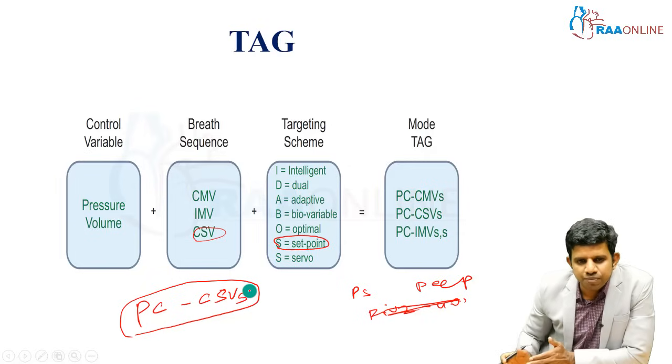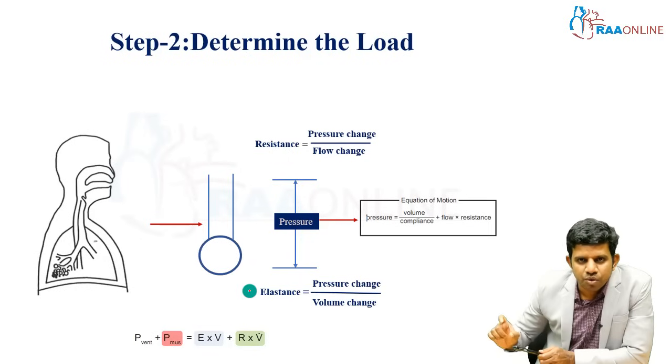This is the first thing. From this tag, we know how the ventilator will give the breath. Then only can we interpret the ventilator waveform. The first step of reading the ventilator is identifying the tag. Second is to determine the load.